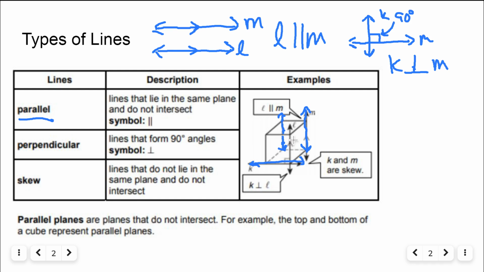Those are skew lines. Okay, and finally we have parallel planes. Parallel planes are exactly what you think it should be. Parallel means they don't intersect, right? So they're two planes that don't intersect. So for example, if you had a box and you talked about the top of the box and the bottom of the box, those two would be parallel planes. They don't meet, right? The top of the box and the bottom of the box, they never meet. Okay, they would be considered parallel planes. All right, so those are some types of lines and one type of plane that you've never seen before.